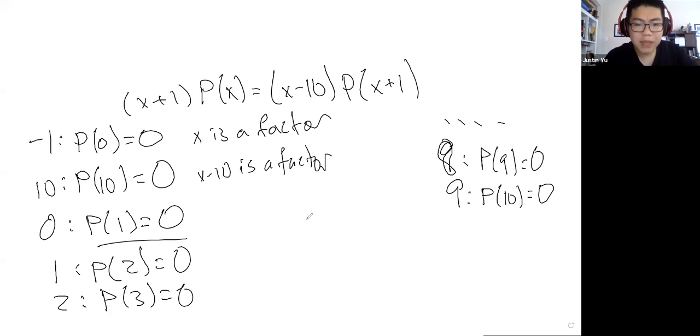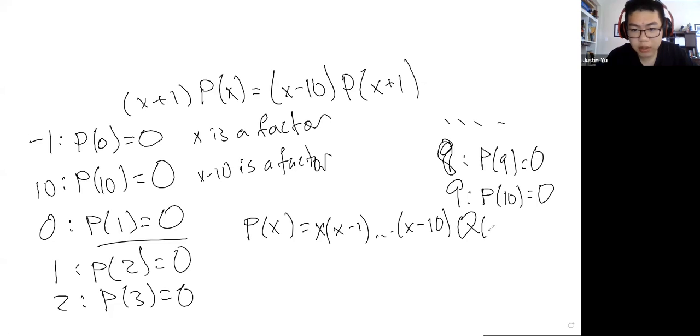So we know that p of x has all these factors. And that means that it looks like x times x minus 1 all the way up to x minus 10. But we also don't know whether there's another polynomial, q of x.